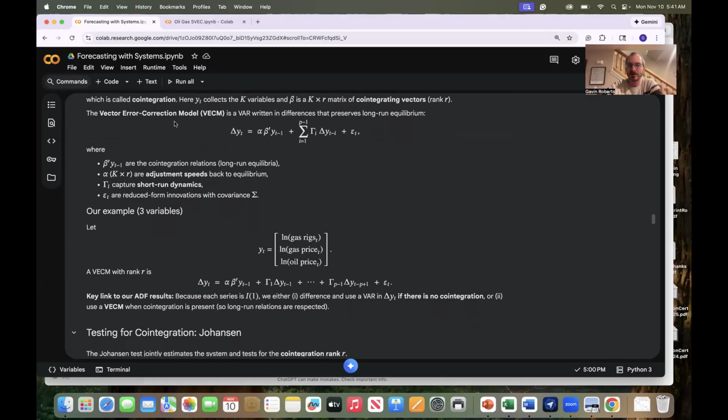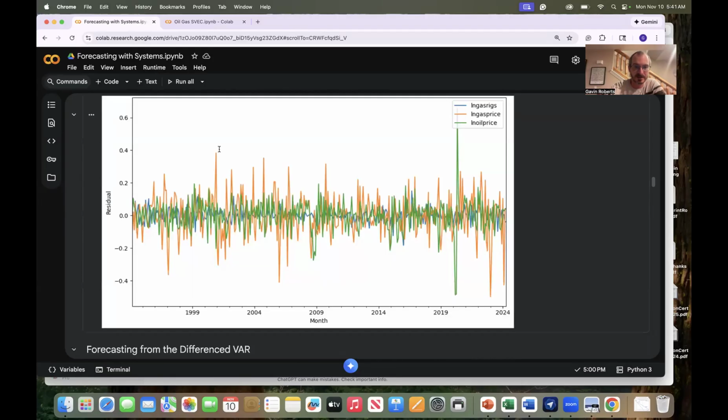So the vector error correction model, what's going on here is we have one thing that we call the long-term relationship. That's that co-integrating vector that might be from economic theory, usually from some type of systems level theory. But then we also have our short run dynamics. So that's essentially what we estimated last time. So let's take a look at that really quick.